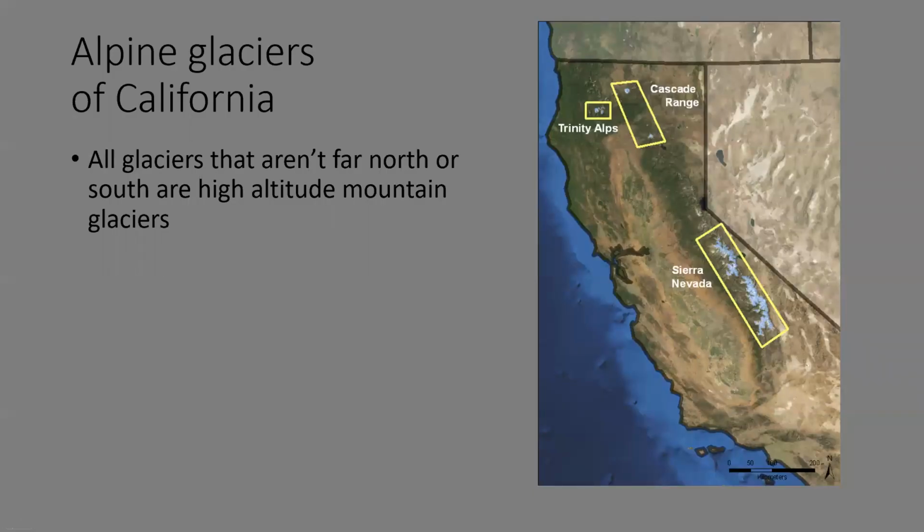Glaciers in California: we have three ranges of perennial snow. The Trinity Alps in the north, the Cascade Range, and the Sierra Nevada mountain ranges. The first glacier was recognized by Clarence King in September of 1870. And then John Muir identified Sierra Nevada glaciers in 1871 and even named a bunch of them.